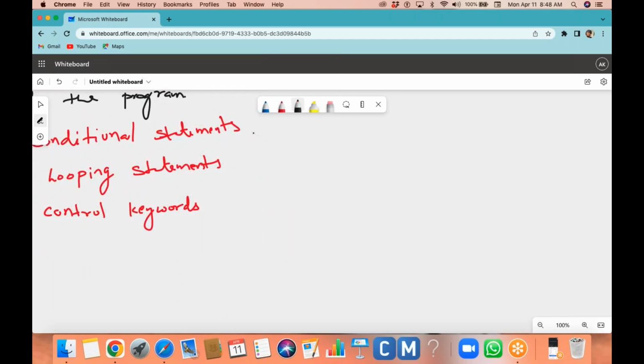Tell me, what exactly are conditional statements? You already know that a statement means a line, and it can be executable, right? But conditional statements means statements that execute based on conditions. Basically statements can be executable, but some statements are executed based on a condition. Whatever statements can be executed based on conditions, those statements we call conditional statements.